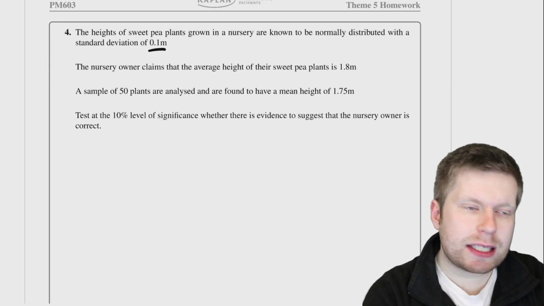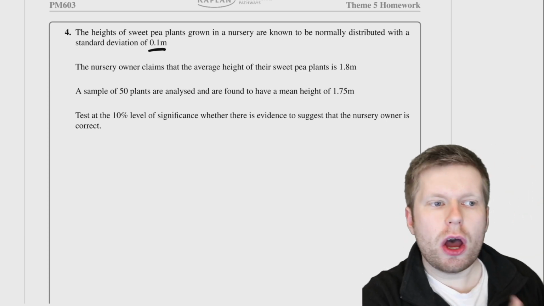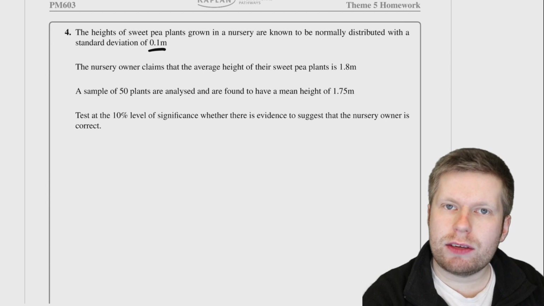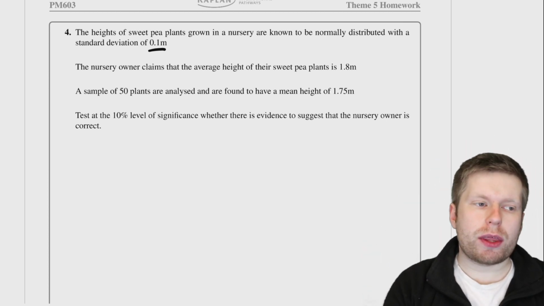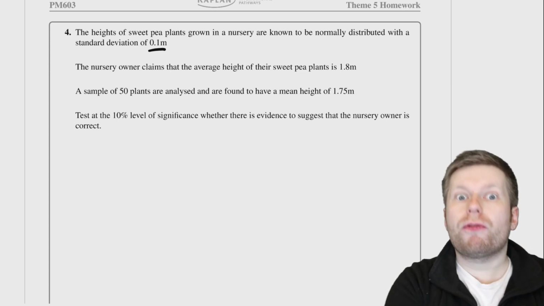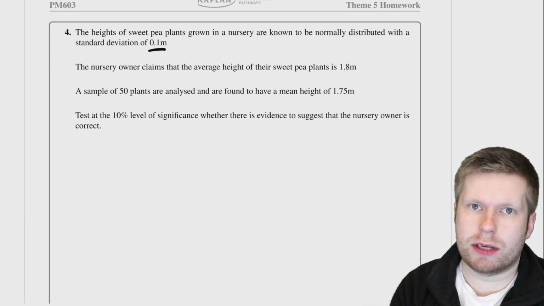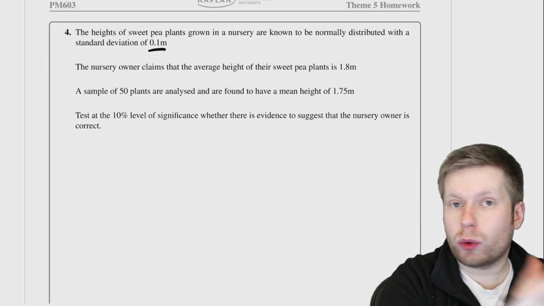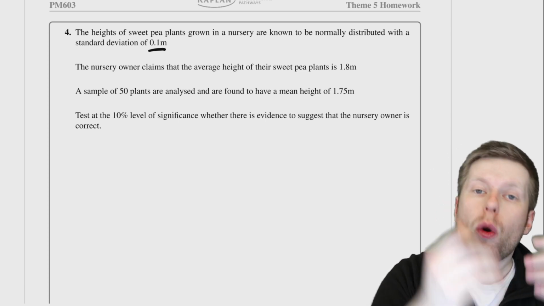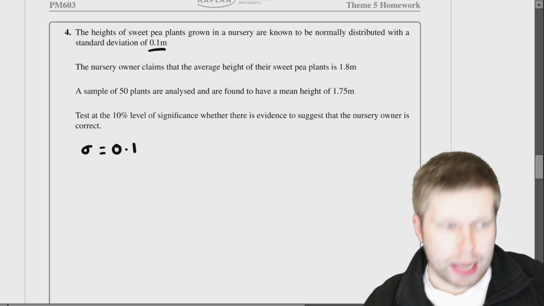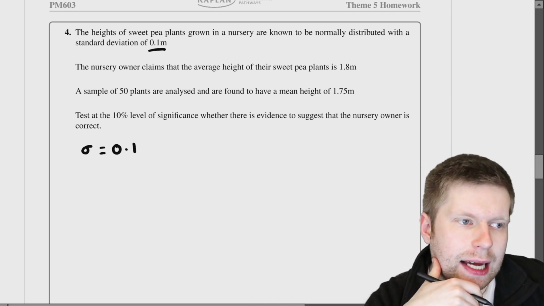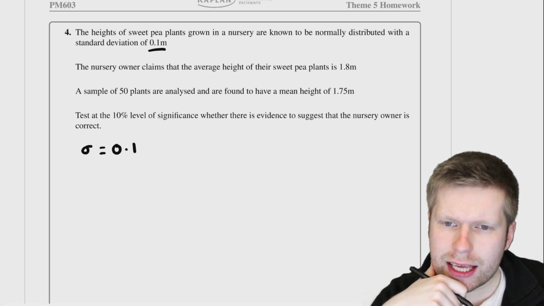It's just simply saying the heights of the sweet pea plants are normally distributed and here's their standard deviation. Therefore, we can adequately assume that that 0.1 meters refers to the population standard deviation. We're not talking about the standard deviation of a sample, we're talking about the population standard deviation. So let's write that down: sigma equals 0.1.